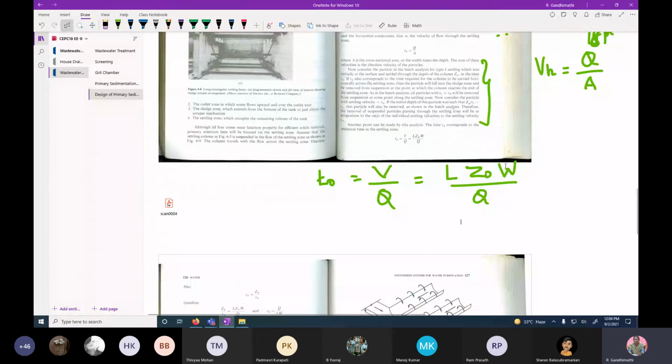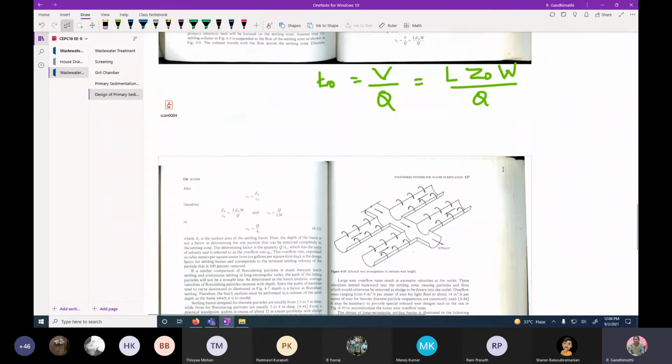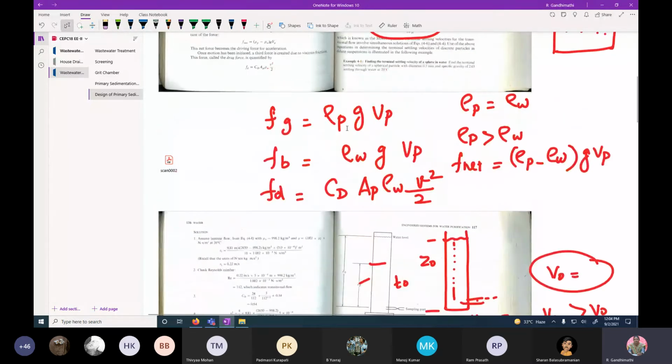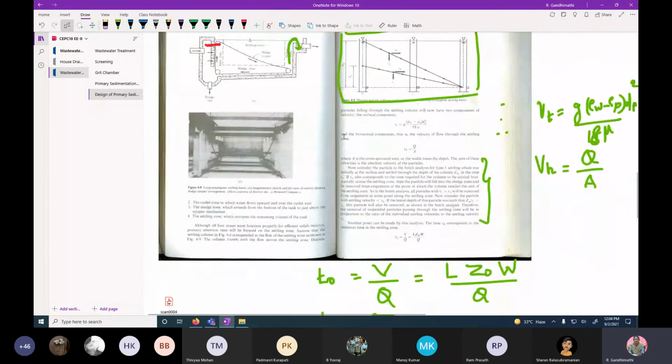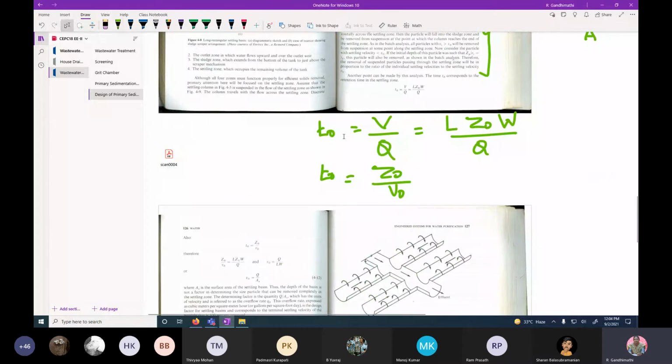This is one equation. Now, also you can consider the time of fall. The time of fall means the time to reach the bottom, based on the average settling velocity that we have already discussed. That is equal to Z0 by V0. Is it clear, students? We considered the average settling velocity based on the height of the column, calculated as distance travelled divided by time of travel. So the time of travel is Z0 by V0.